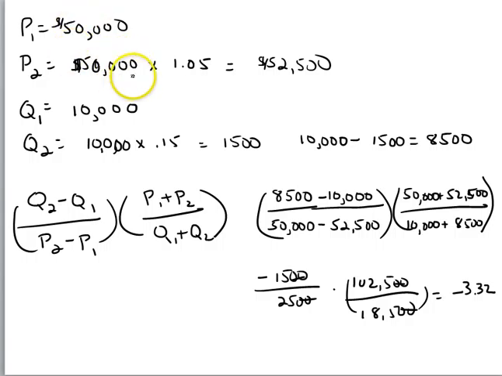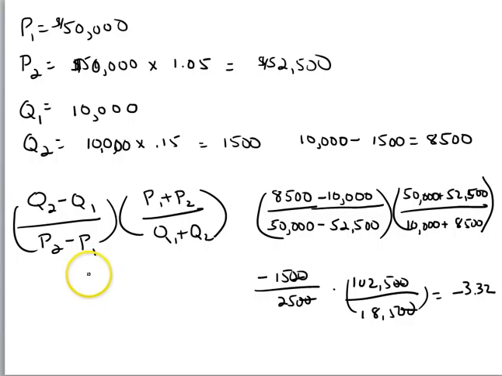P2 is $50,000 times 1.05 because the price increased by 5%. That's 52,500. The original number of students at Ivy Leaf University is 10,000. They lose 15% of their 10,000 students, or 1,500 students, so quantity 2 is 8,500.